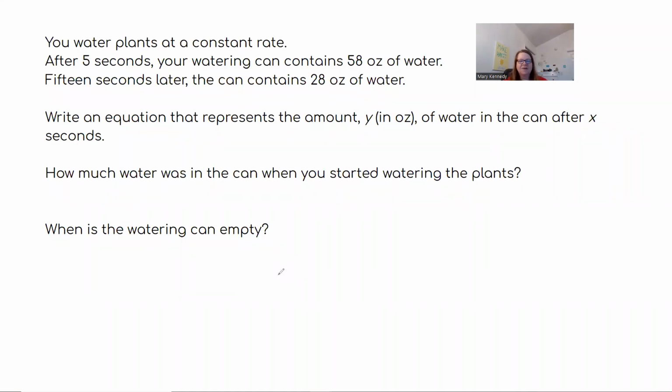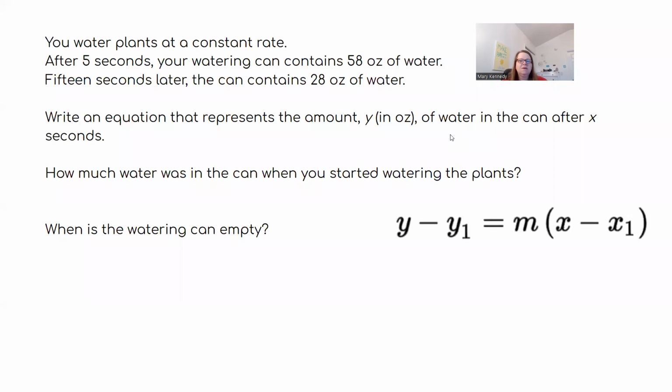All right, here's a question about the rate when you're watering plants, and how much water did you start with, and how long does it take to empty the can, all those different things. So after 5 seconds, you have 58 ounces of water, and 15 seconds later, you have 28 ounces of water. So I would use point slope form because I'm seeing these as different points.